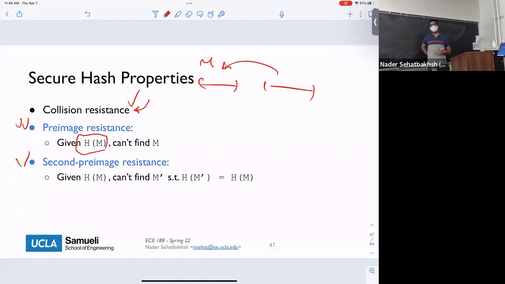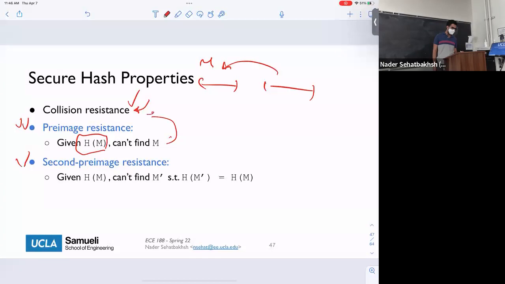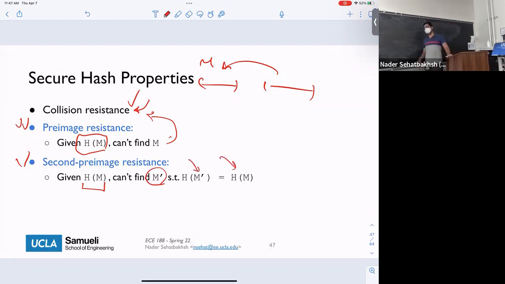If somebody can easily say what the message was just from seeing the hash, they can actually violate the collision resistance property. The second pre-image property is similar to collision resistance, but a weaker version. It basically says that if I see the hash of M, I cannot find another message whose hash is the same. And again, it's very similar to collision resistance.